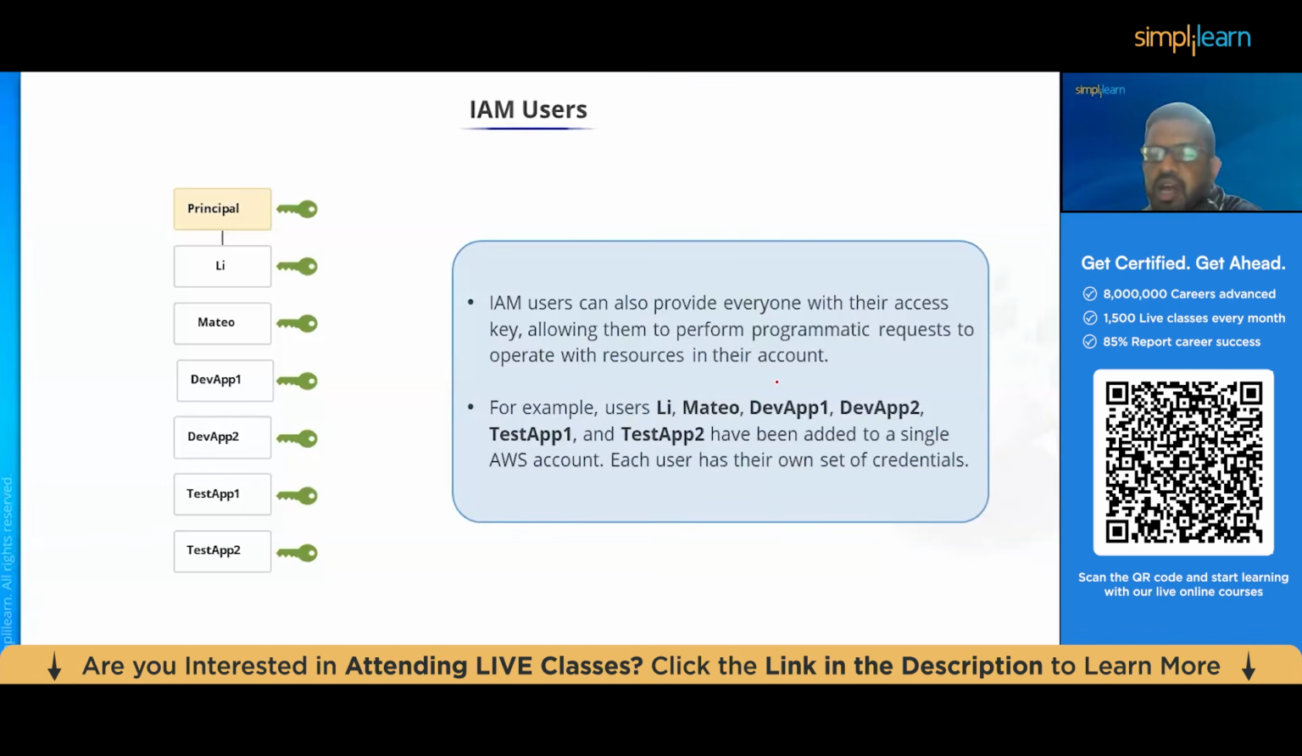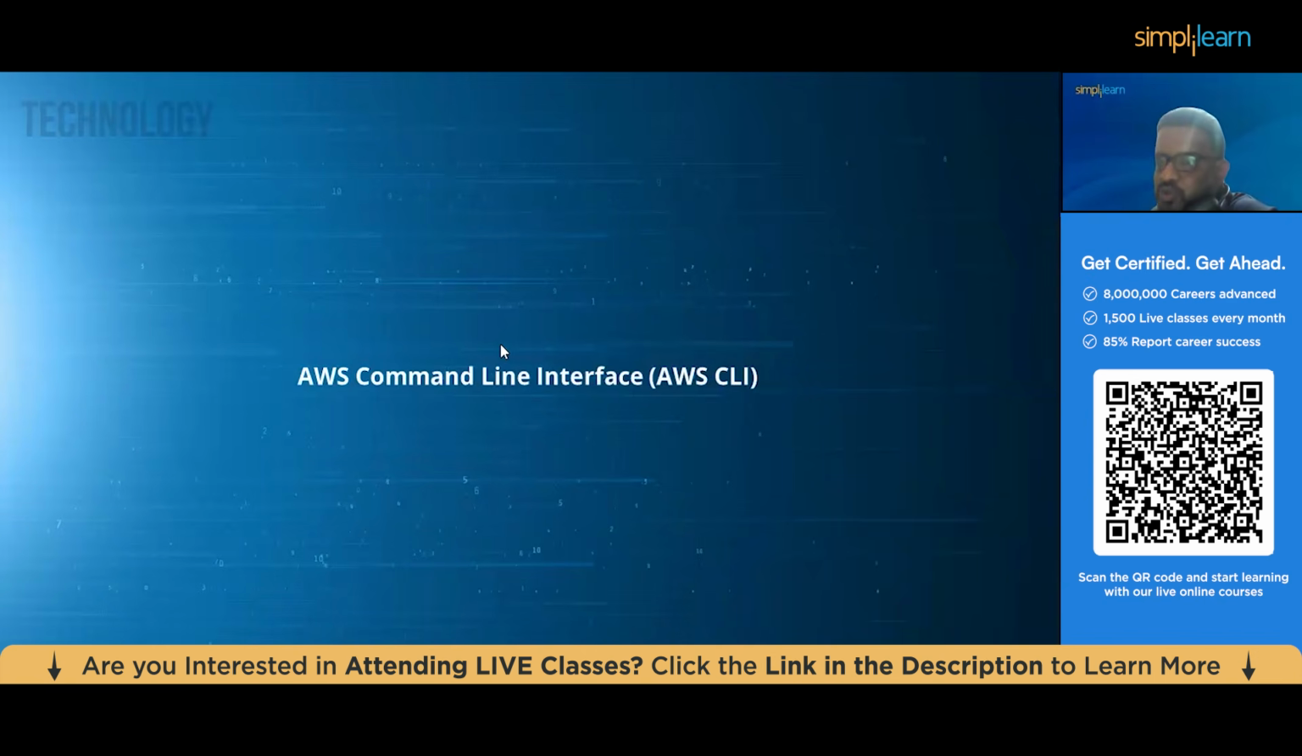There are multiple IAM users available, right? Where multiple IAM users are available, each employee is responsible for doing their respective work. So here, IAM users are every individual who is going to perform their individual task, right? So now, folks, let's move on to the next point called CLI, command line interface.